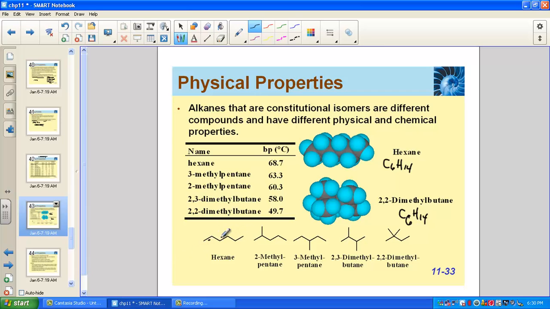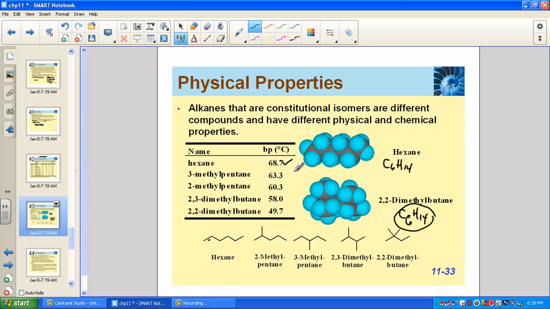A straight chain hydrocarbon such as hexane, and I say straight chain because there's no branches, even though I know there are bond angles there, has a boiling point much higher than if we start to branch those chains, those same 6 carbons arranged in 3-dimensional fashions, a little bit different bonding order: 2-methylpentane, 3-methylpentane, 2,3-dimethylbutane, or 2,2-dimethylbutane, are all different geometric arrangements of the same molecular formula.